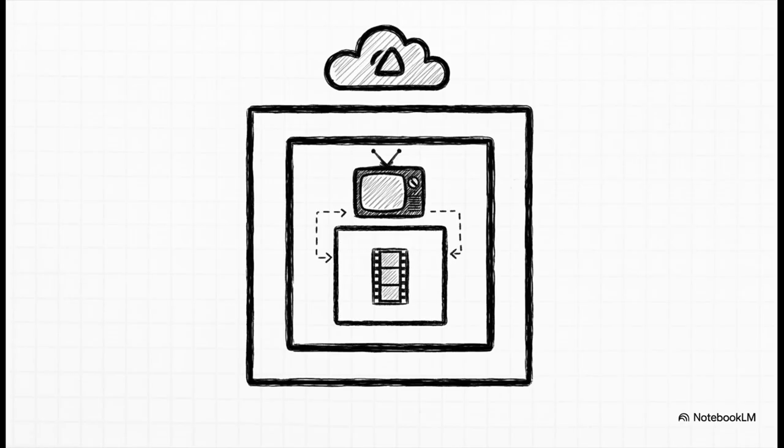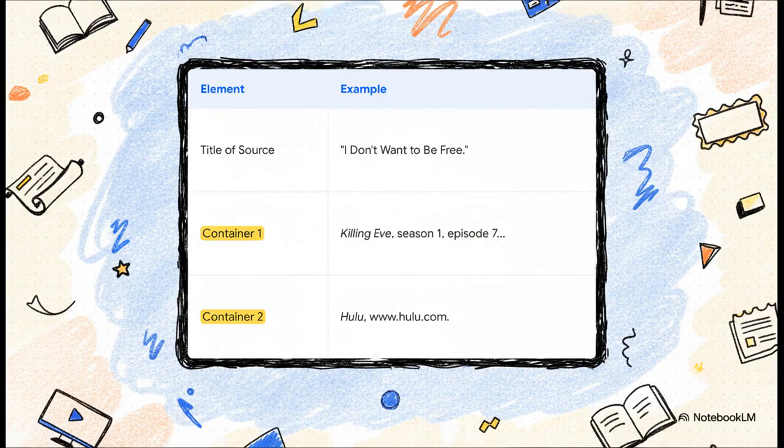Okay, but here's where it gets really, really powerful. What happens when your source is in a container that is itself sitting inside another container? This might sound complicated, but the system handles it so elegantly. Check this out, a TV episode on Hulu. So your source is the episode title. Container number 1 is the name of the TV show, Killing Eve. But that show lives somewhere else, right? You watched it on Hulu, so Hulu is container number 2. You just list all the info for the first container, and then you list the info for the second one. The template just expands. It's the same logic, just applied twice.